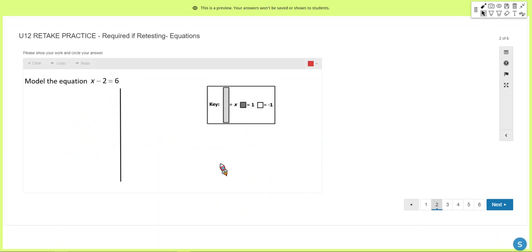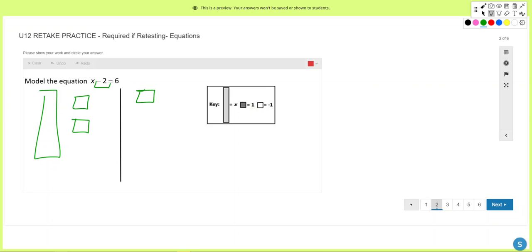All right, looking at problem number 2. It says model the equation. So we just have to draw a pretty picture, and they give us a key. So I draw one x bar, and then I have -2, so I'm going to draw 2 open boxes. And then on the other side of the equal sign, I have +6. So 1, and make sure they're shaded, 2, 3, 4, 5, 6. And that was all you had to do for that one.